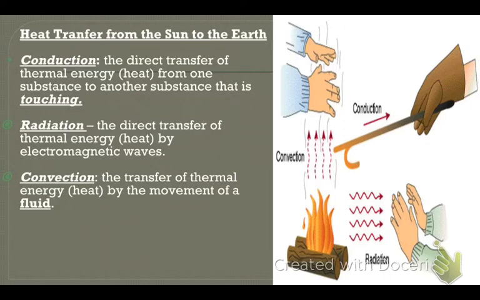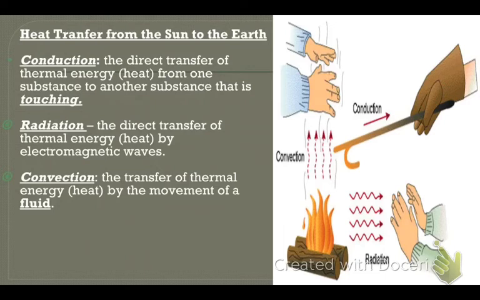So conduction is direct transfer from items that are touching. Radiation is through thermal energy, and then convection. You've heard about convection currents. We have them in the water, we have them in the air. So warm air rises, cold air sinks. Warm water rises, cold water sinks, and then in our Earth as well when we're talking about magma with density. So the warmer something is, it rises, and then as it cools, it sinks. So that is happening as well.